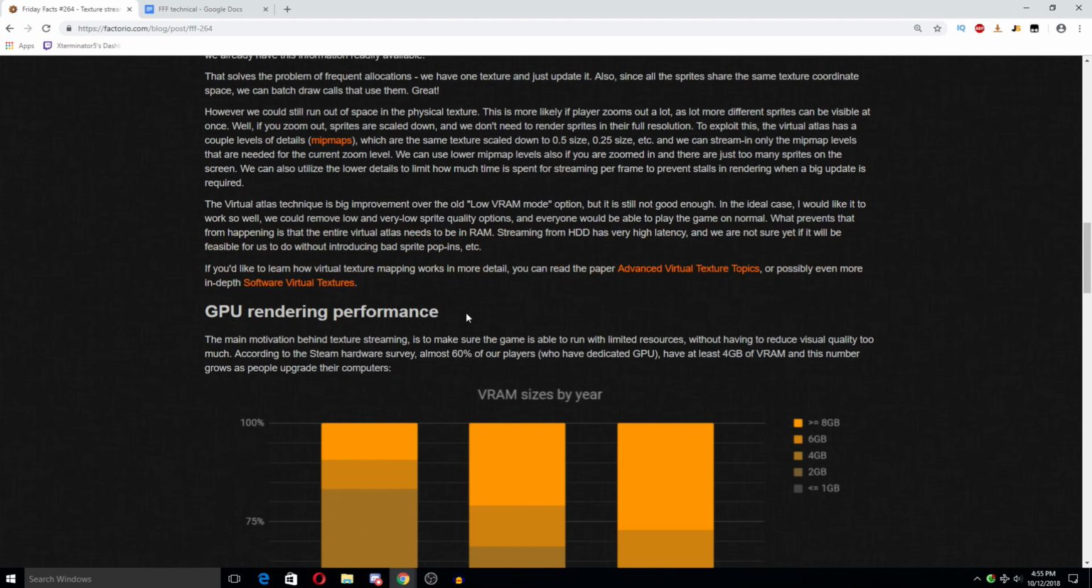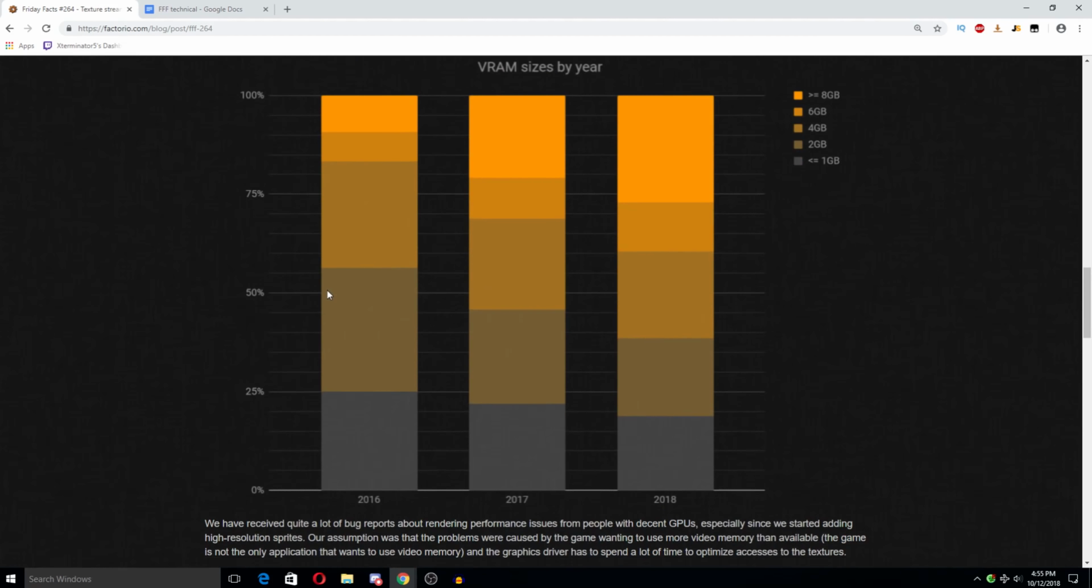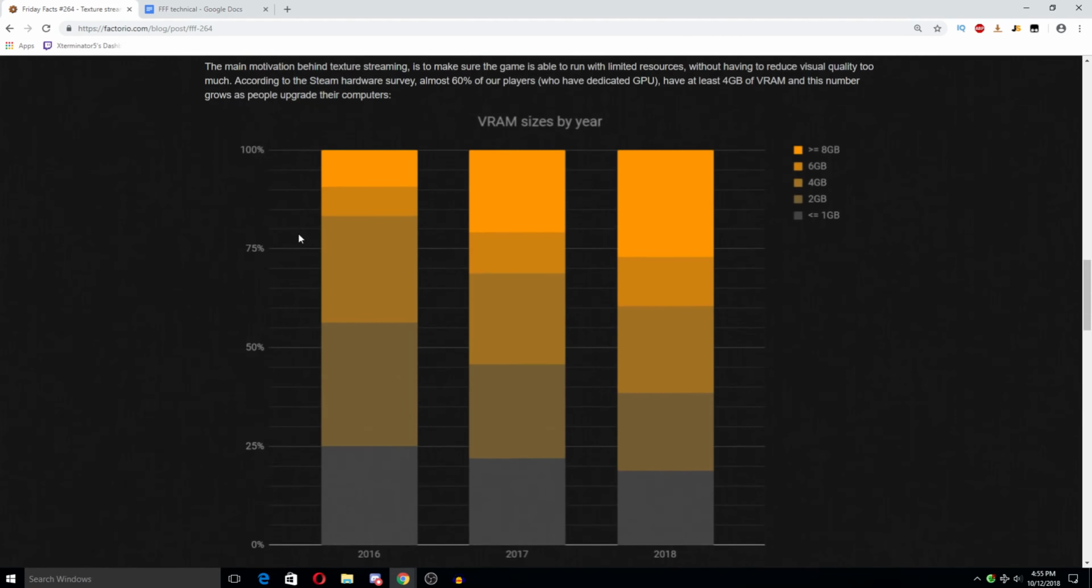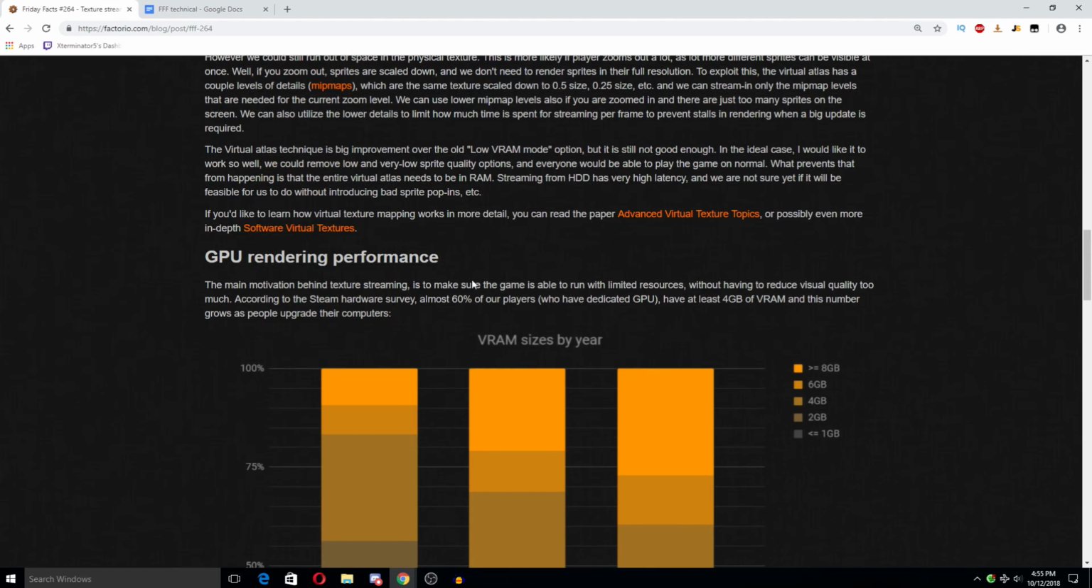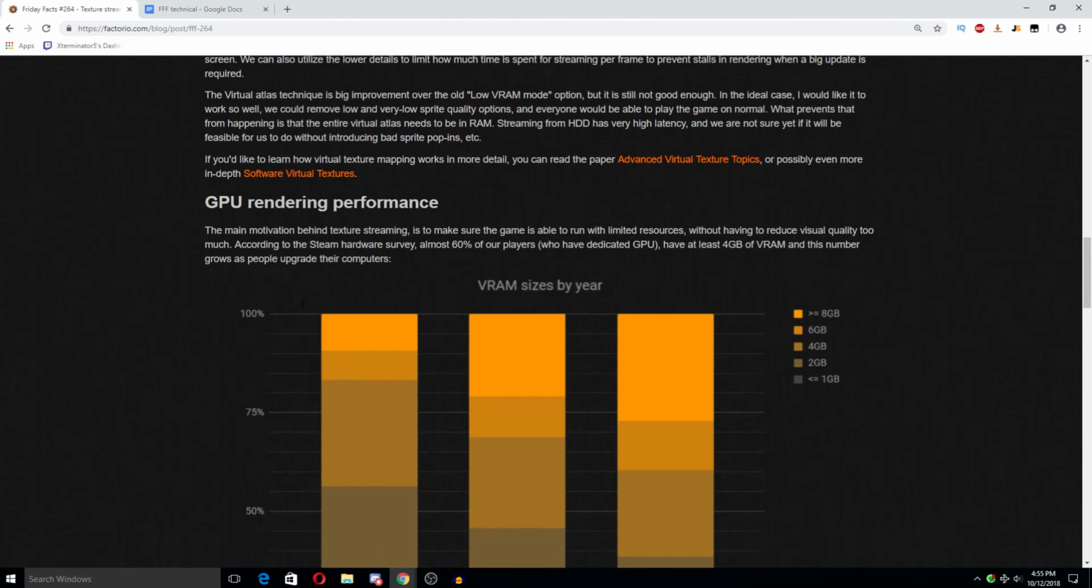And then we can move down to the GPU rendering performance, which I will look at the Friday Facts for because most of this that I'm looking at actually makes sense-ish. And this one has pictures. Pictures are nice. Pictures help a lot. So the main motivation behind texture streaming is to make sure the game is able to run with limited resources without having to reduce visual quality too much. According to the Steam hardware survey, almost 60% of our players who have a dedicated GPU have at least 4 gigabytes of VRAM, and this number grows as people upgrade their computers.